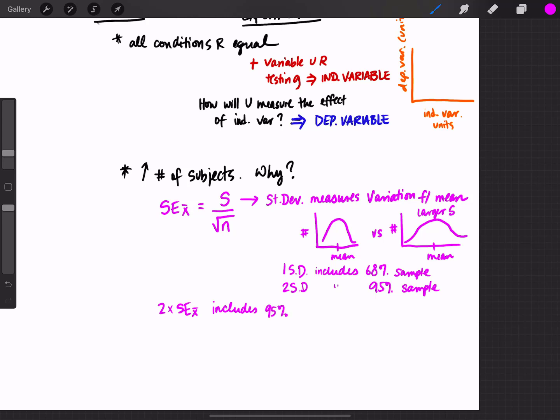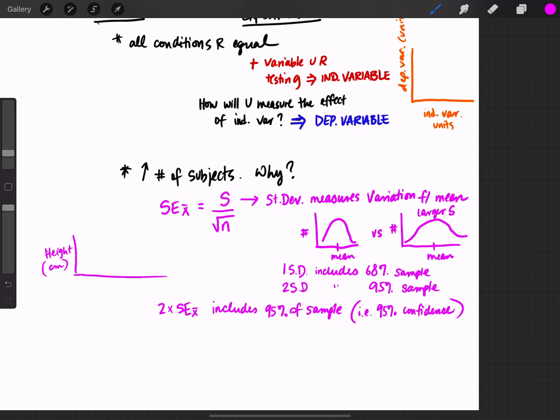And the reason that they ask you to graph within 2 standard errors of the mean is because this includes 95% of the sample. So it includes 2 standard deviations. Remember, 2 standard deviations covers 95% of the sample. In other words, you can have 95% confidence if you graph within 2 standard errors of the mean.